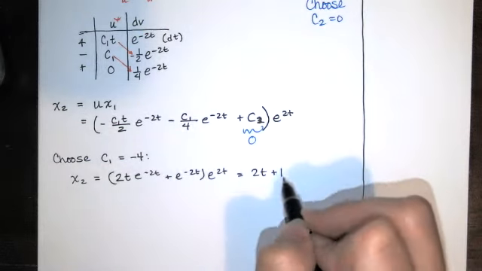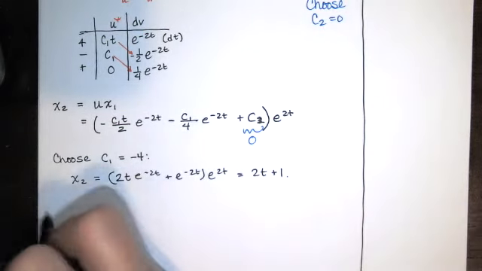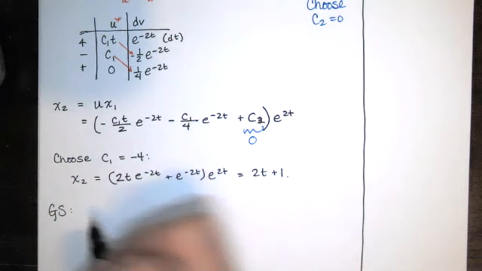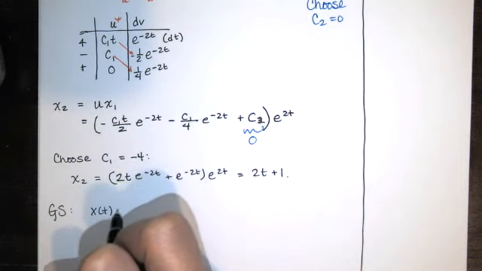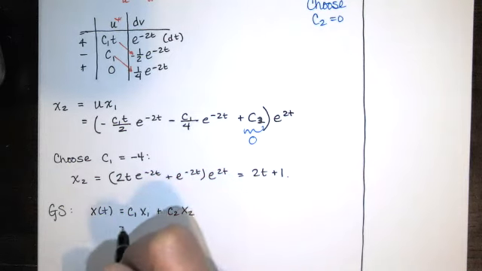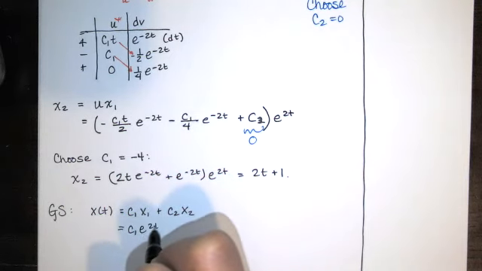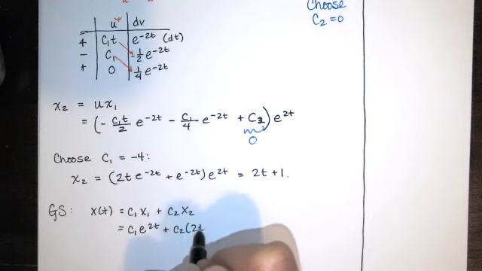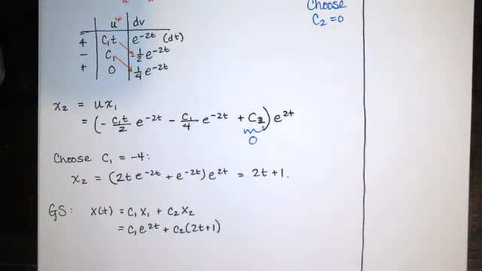That's what I would prefer you do. And then the general solution from there, even though they didn't ask for it this time, would be c1 x1 plus c2 x2. Or in other words, c1 times e to the 2t plus c2 times this 2t plus 1. That's one way of doing it.